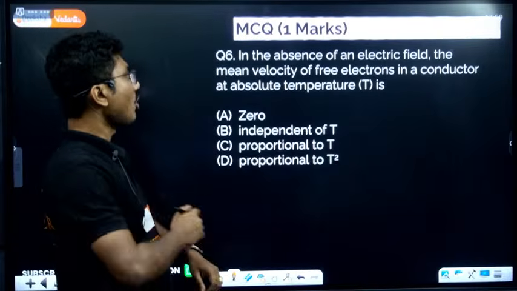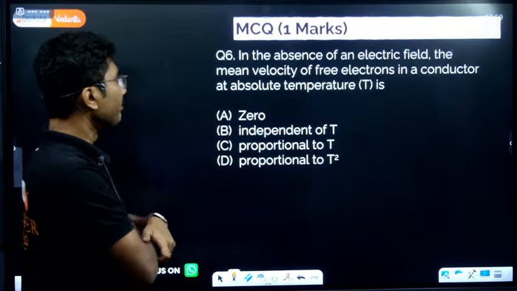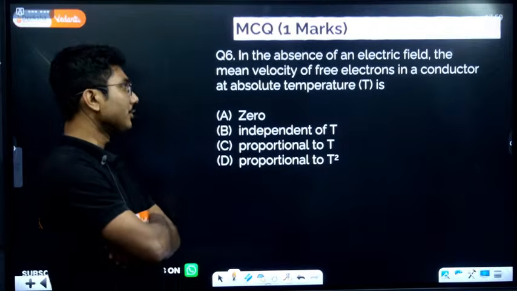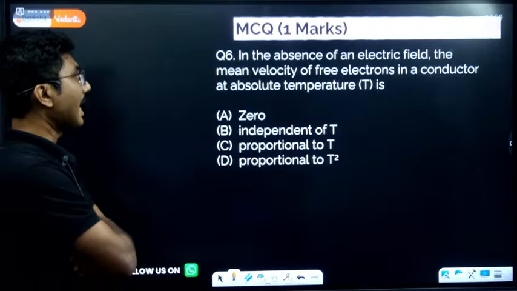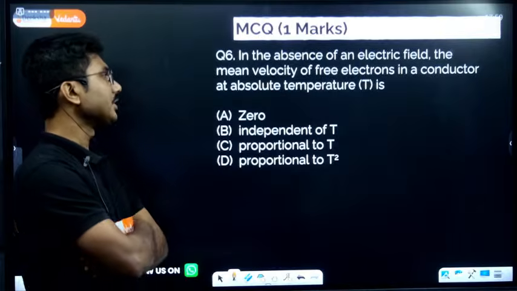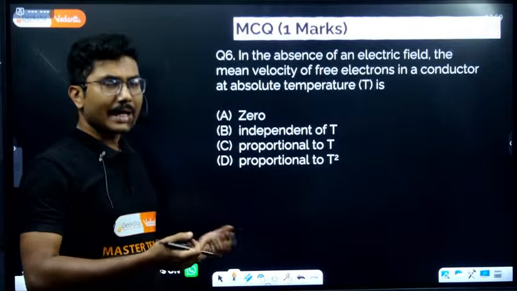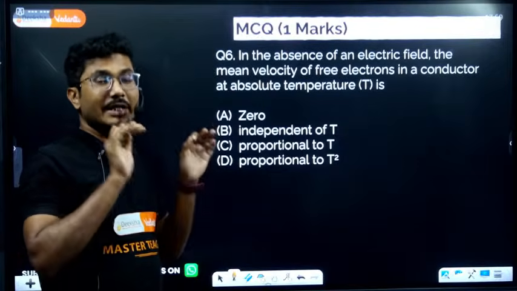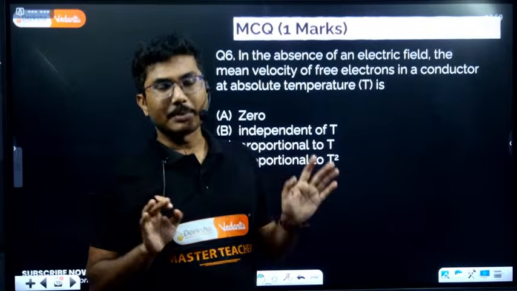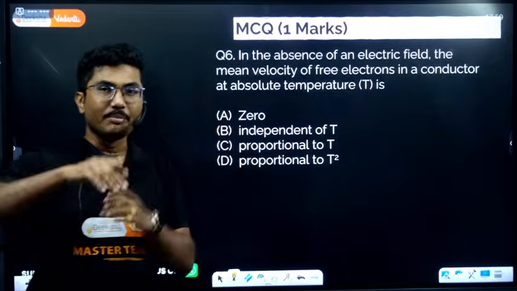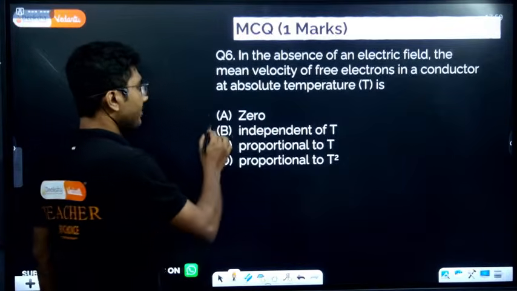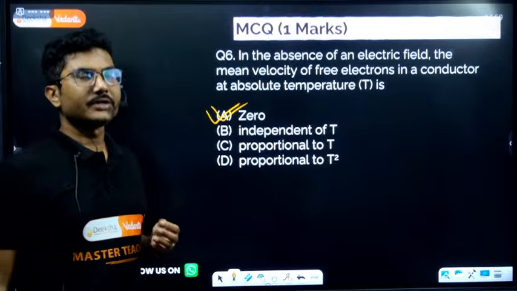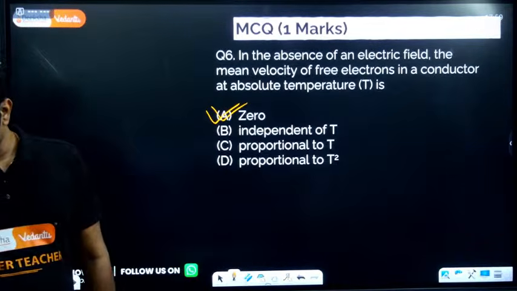In the absence of an electric field, the mean velocity of free electrons in a conductor at absolute temperature T is 0. If there is no electric field, electrons will move randomly without any particular direction. Their average or mean velocity will be 0. So the answer will be 0. In the absence of an electric field, the mean velocity of electrons will be 0.